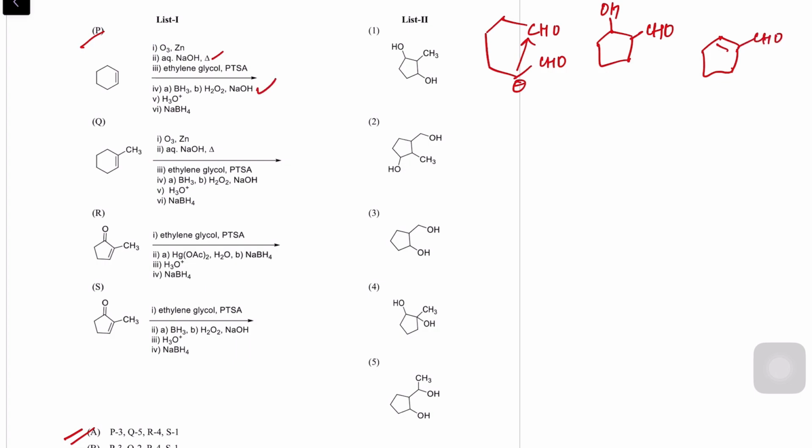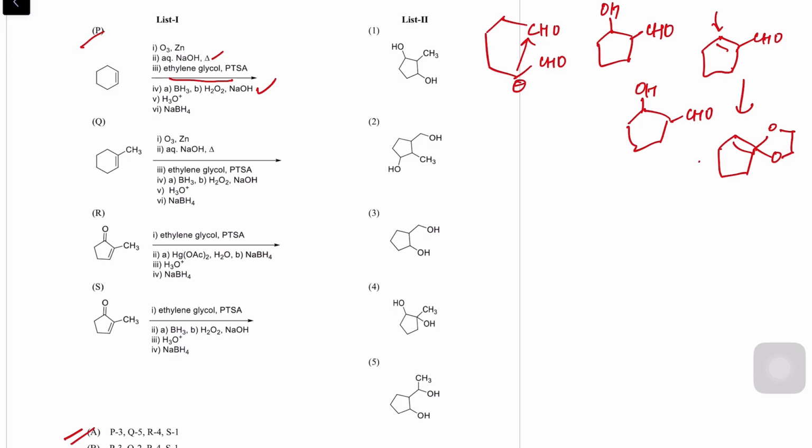Next reaction is hydroboration oxidation, which is anti-Markovnikov, right? Boron BH3 approaches from the least sterically hindered site, and that is this. All right. Then you hydrolyze this H3O plus, right? Okay. I think after aldol condensation, you reacted with ethylene glycol, so that is again acetal formation, right? So when you get this and the double bond, then you reacted with ethylene glycol, right? I missed this part.